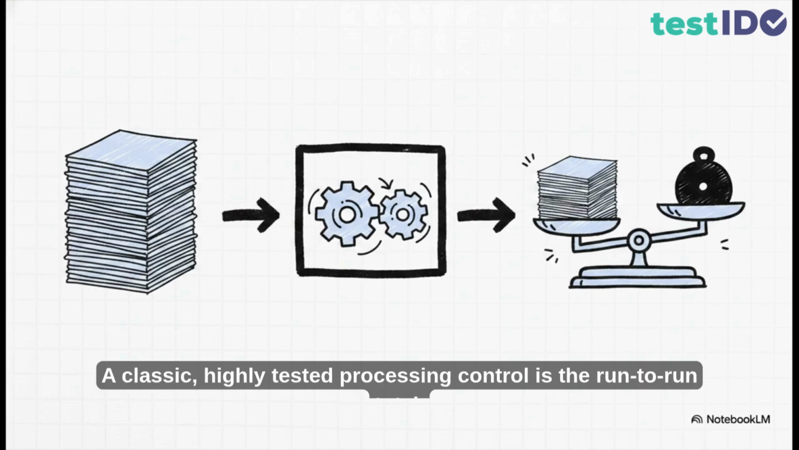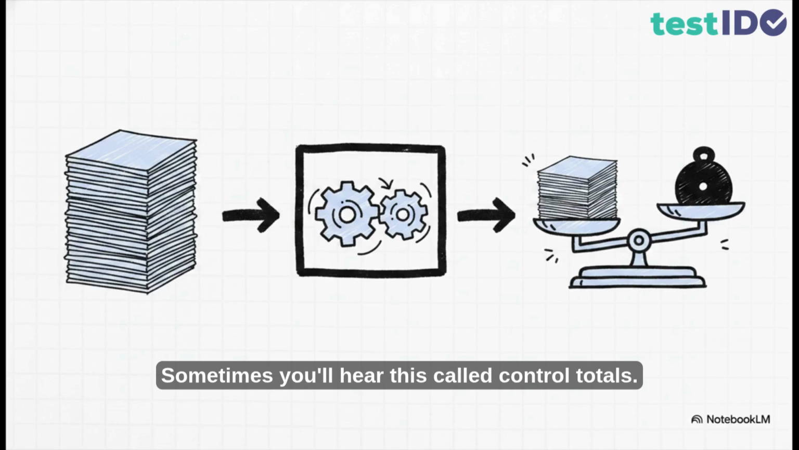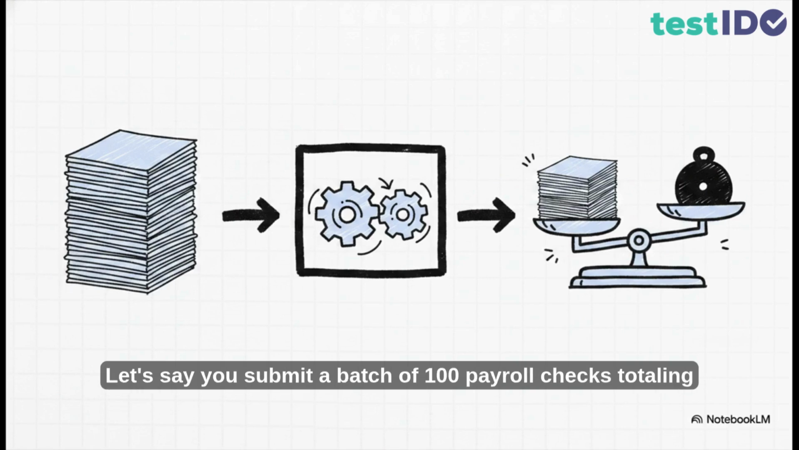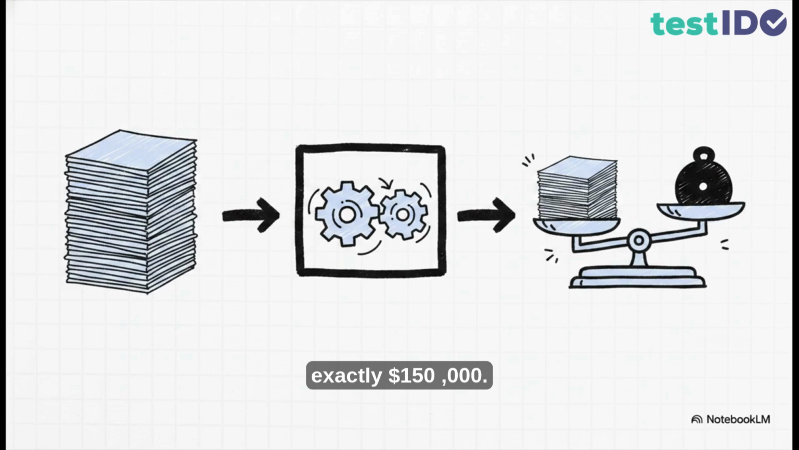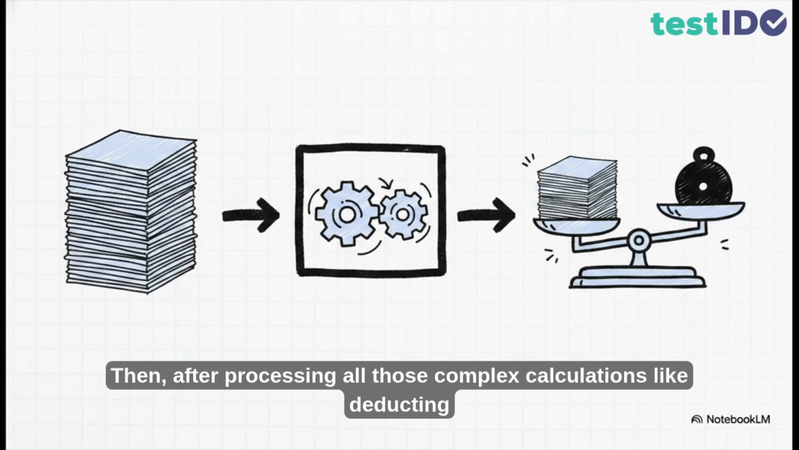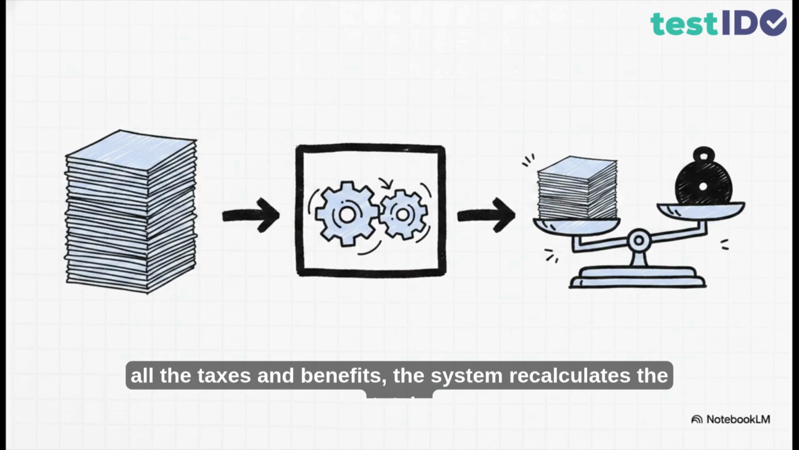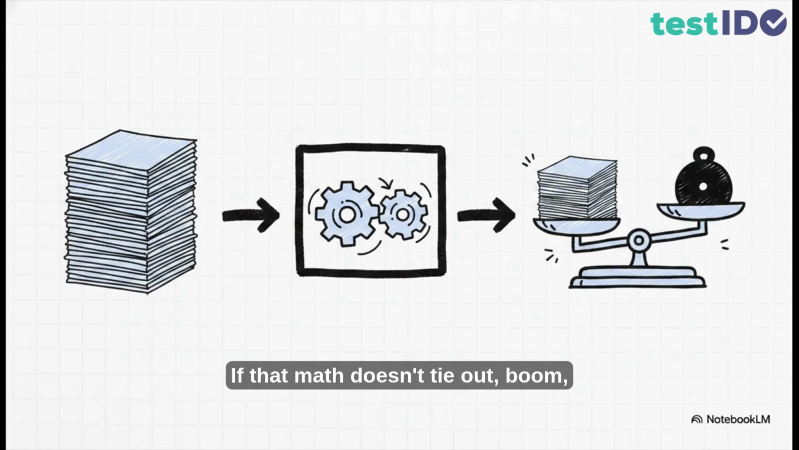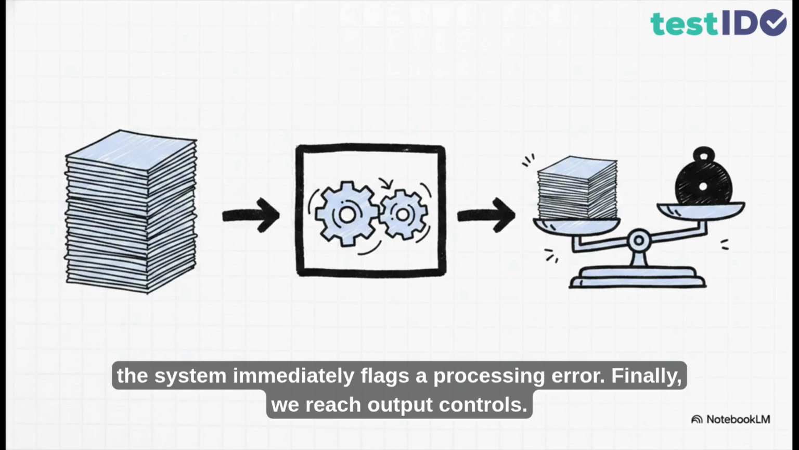A classic, highly tested processing control is the run-to-run total. Sometimes you'll hear this called control totals. Let's say you submit a batch of 100 payroll checks totaling exactly $150,000. Before processing, the system calculates that batch balance. Then, after processing all those complex calculations like deducting all the taxes and benefits, the system recalculates the totals to make absolutely sure they still tie out to the original input expectations. If that math doesn't tie out, boom, the system immediately flags a processing error.